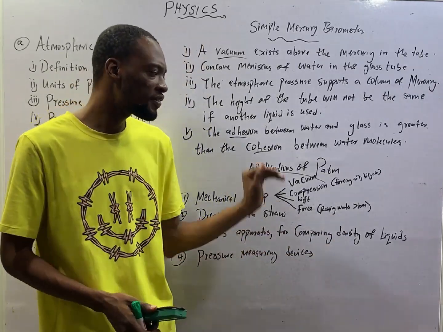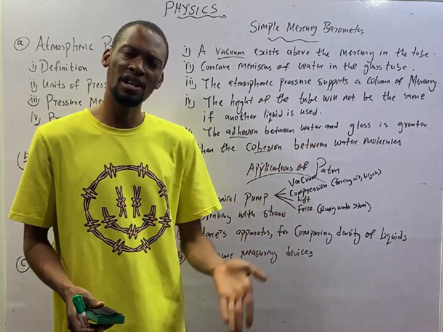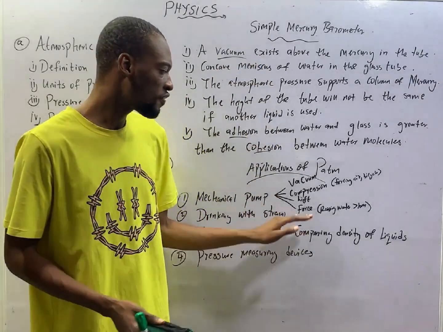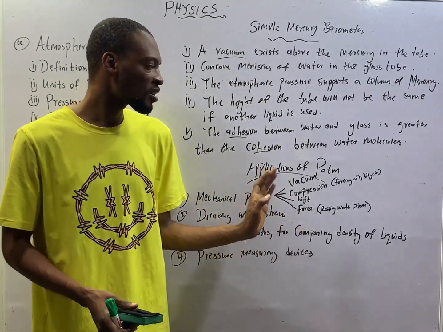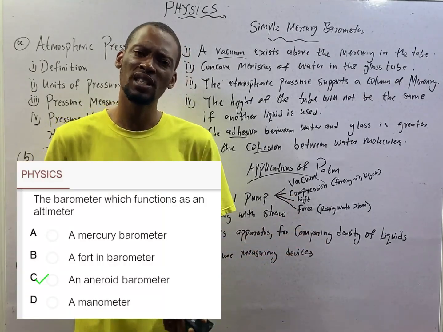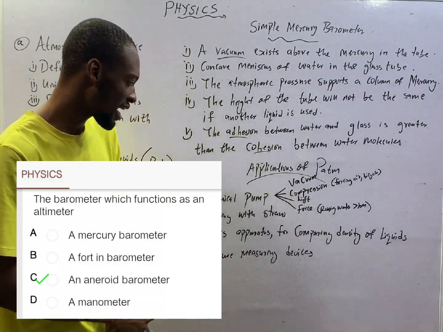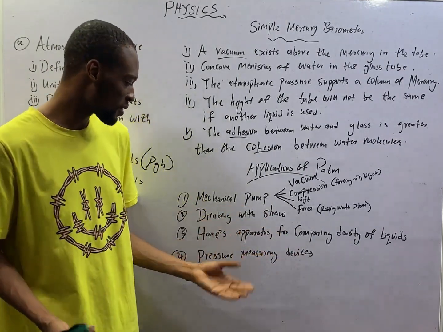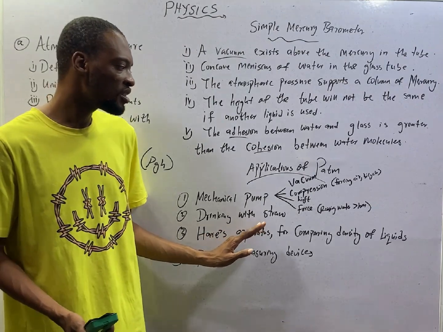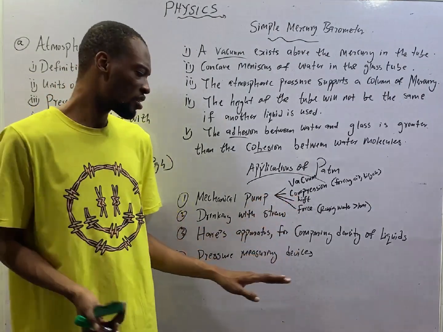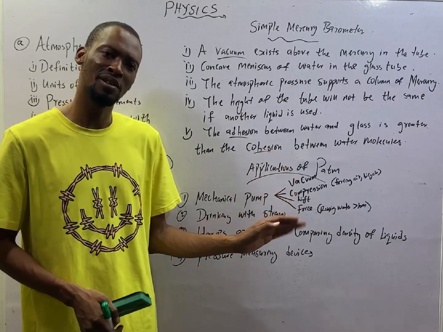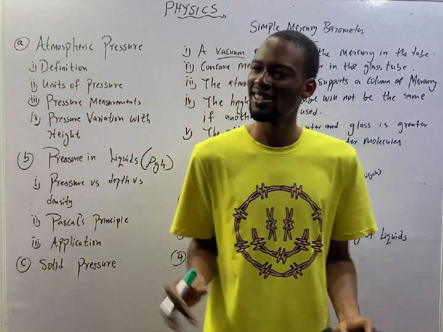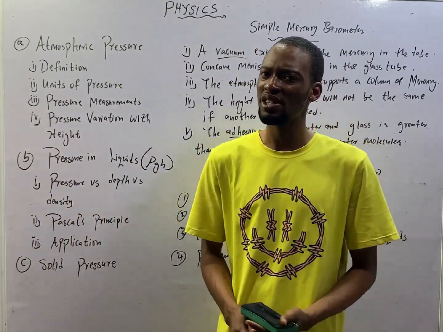We have the lift pump. The lift pump is for raising water or pumping water up to a height lesser than 10 meters, while the force pump, which is the fourth pump, is used for raising water above 10 meters height. Drinking with straw is an application of atmospheric pressure. Hare's apparatus is used for comparing density of liquids. So Hare's apparatus is an application of atmospheric pressure. And pressure measuring devices generally are applications of atmospheric pressure.